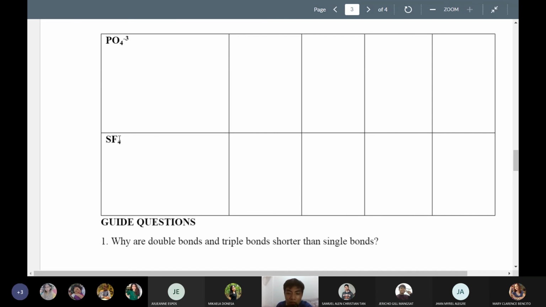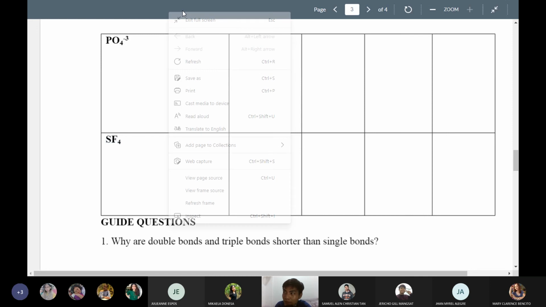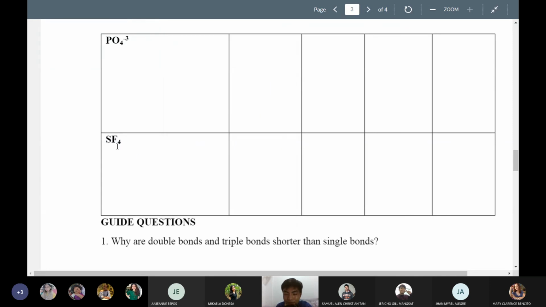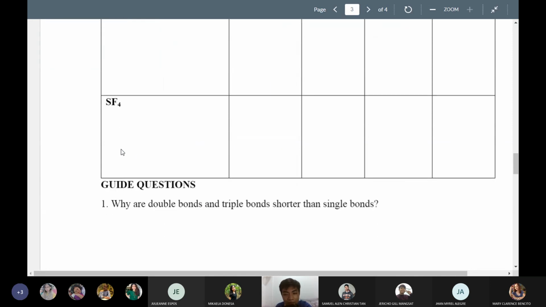Okay? Possible. But, if you write the NASU rule for SF4, it will fail. When the NASU rule fails, go straight to the ASU rule. Okay? Go straight to ASU. So, that's all there is to it.